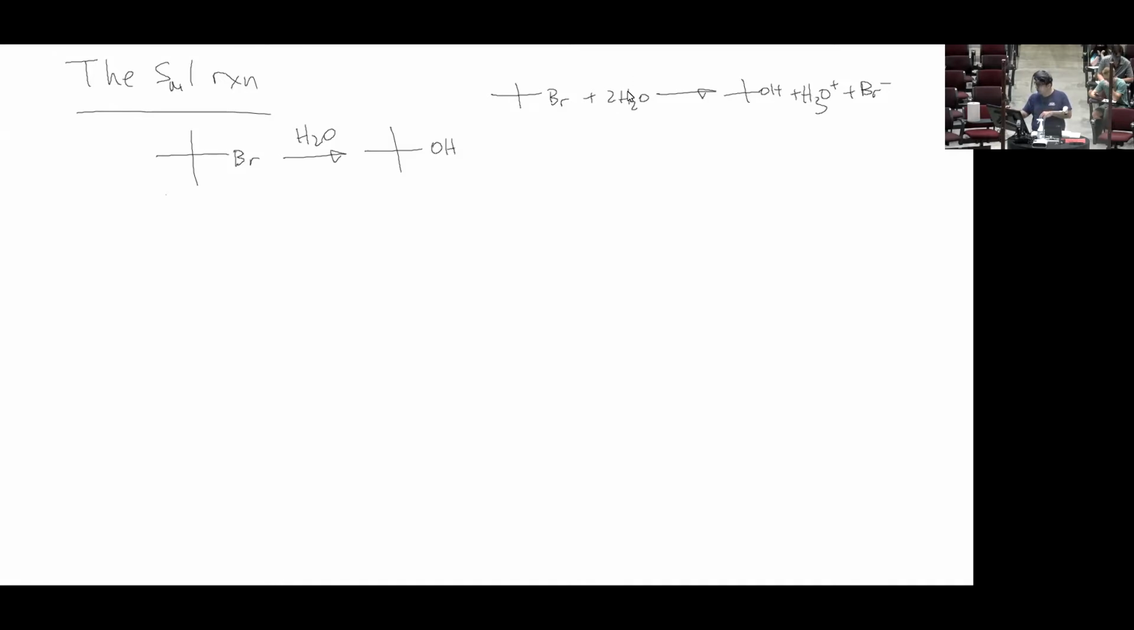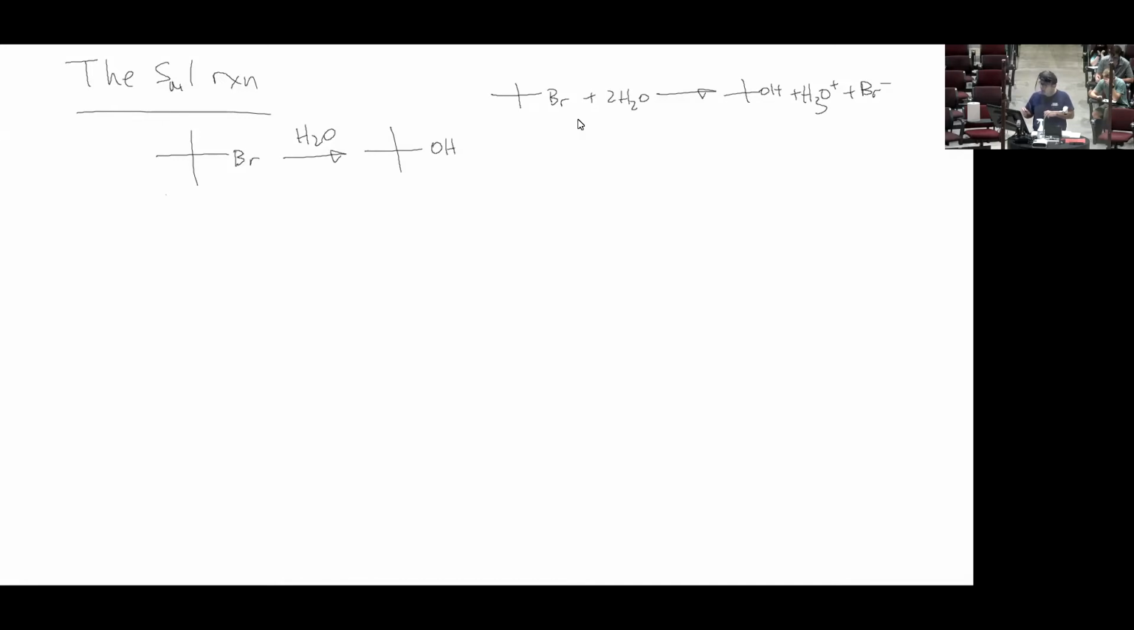We have 2 waters here, one of which goes to form the hydronium ion, and the other which provides the oxygen of the OH group. So unless I've completely lost it, which is always an open possibility, this equation should be balanced. And so if you want to see what that would look like in terms of a balanced equation, I would say probably the best way is to balance it like that.